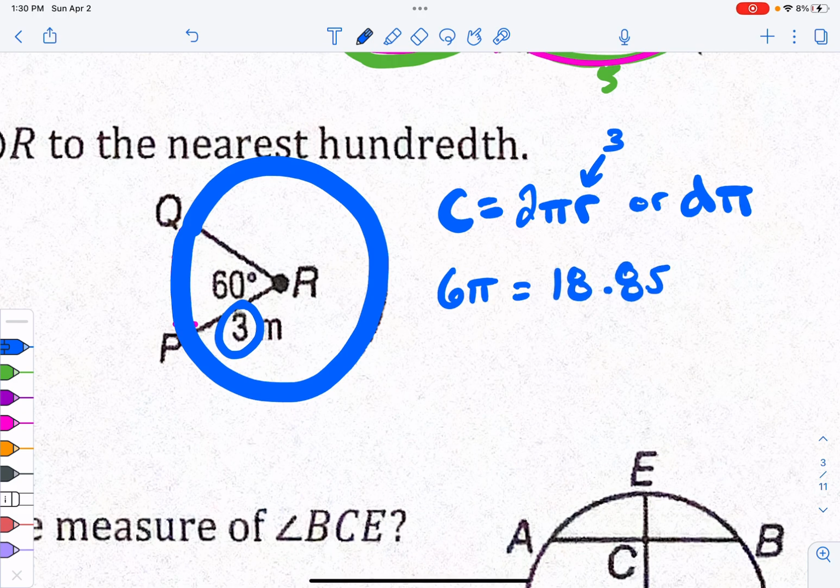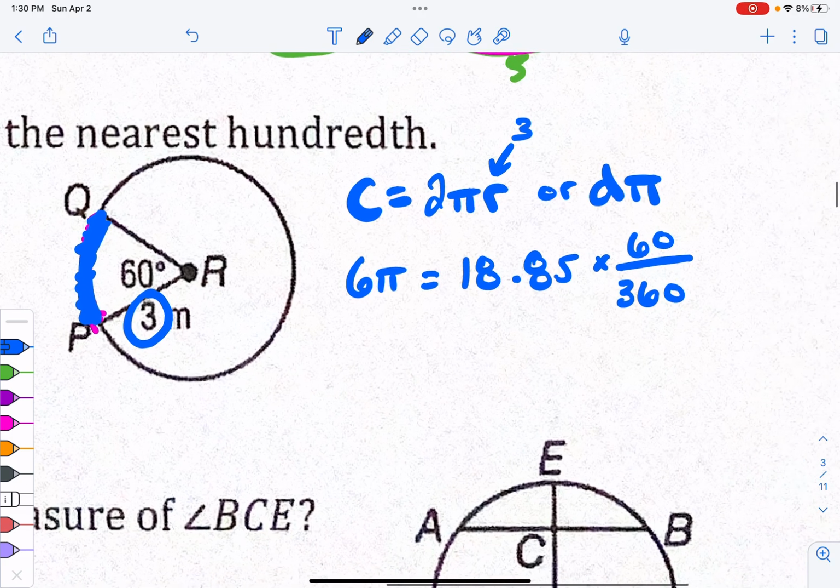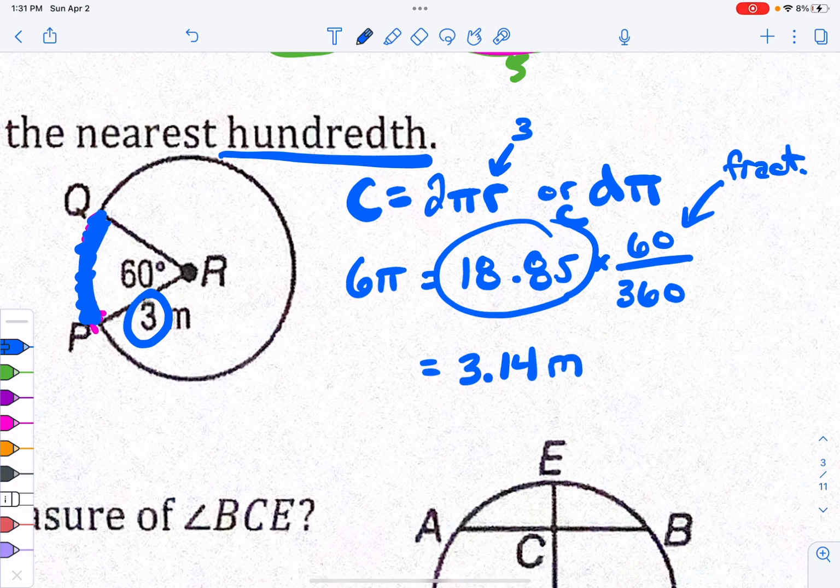6 pi is actually equal to 18.85, let's say, okay? But that would be the whole circle around. I don't want the whole circle around. I just want this little bit of it, okay? And the fraction of the circle that I want is 60 degrees out of the whole 360, right? I take the circumference times the fraction, just 60 out of 360, okay? And if I do that, I just take that same number in my calculator times 60, and divide by 360, and I get, hey, look at that, 3.14. They went to the nearest hundredth, which is 2 decimal places, so 3.14 meters, which is pi, technically.